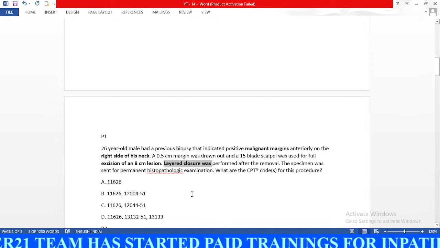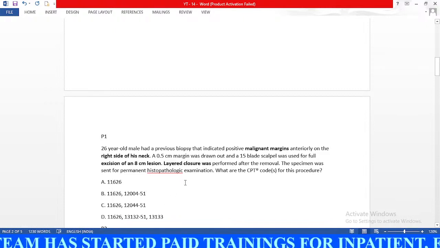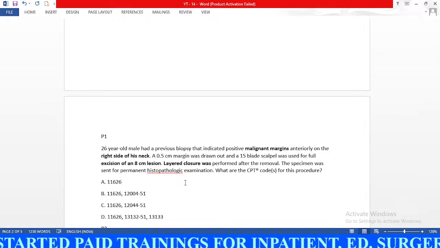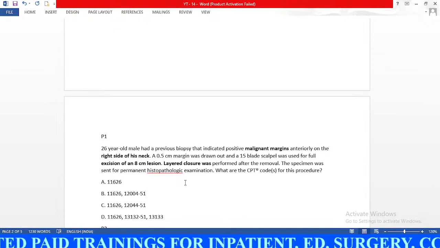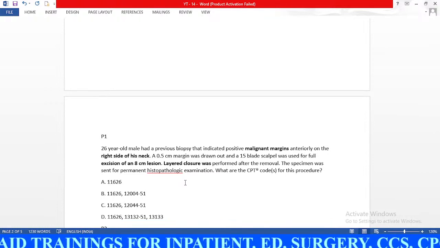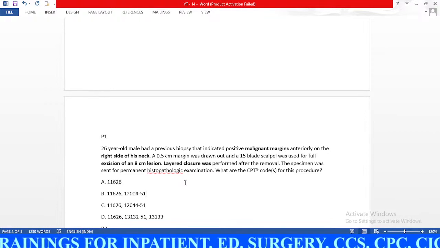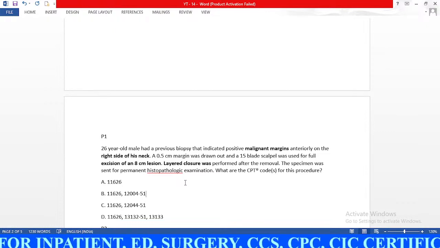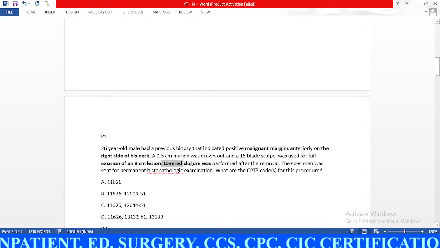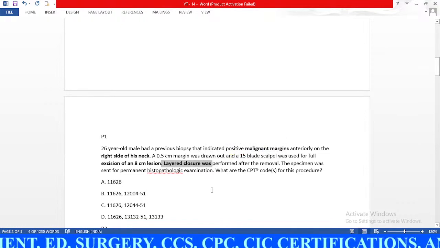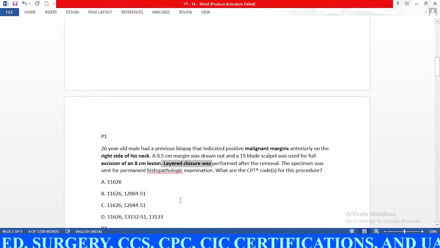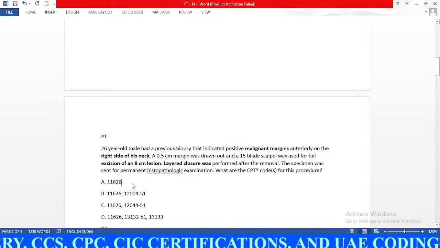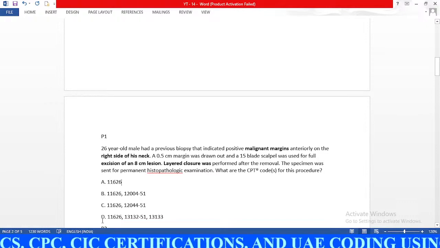And we also need to check the layered closure. As per the CPT guidelines, repair of an excision of a malignant lesion requiring intermediate and complex closure we need to code separately. In this question, the physician has used layered closure, so here we need to code intermediate closure. Based on this rationale, A is wrong, because there is no intermediate closure code. So D is also wrong.